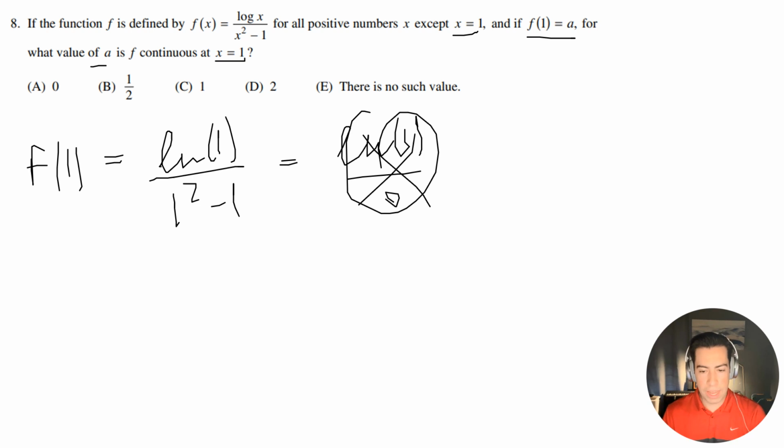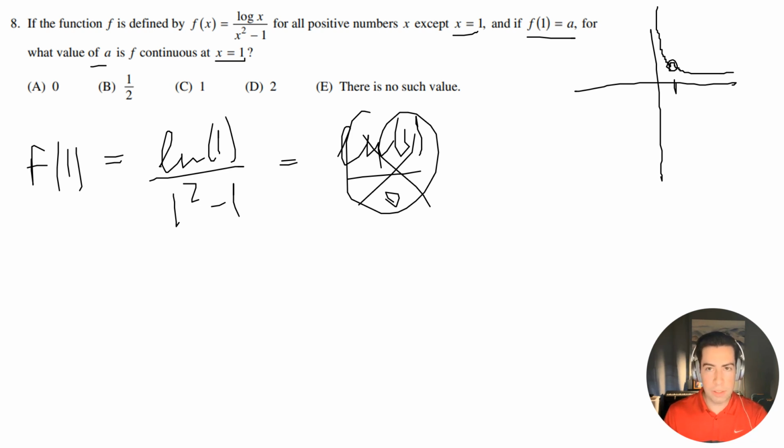So basically, if you actually graph it out, now you're not going to have a graphing calculator in this one, I don't think. If you graph it out, what's going to happen is you're going to have this nice continuous function, except for one point, and that is when x equals 1. So you're going to have this hole right there.